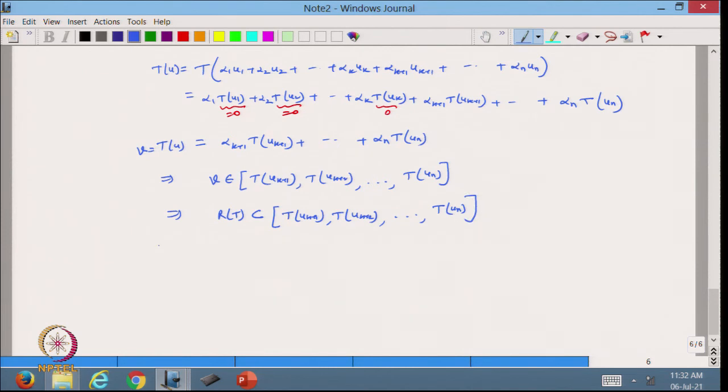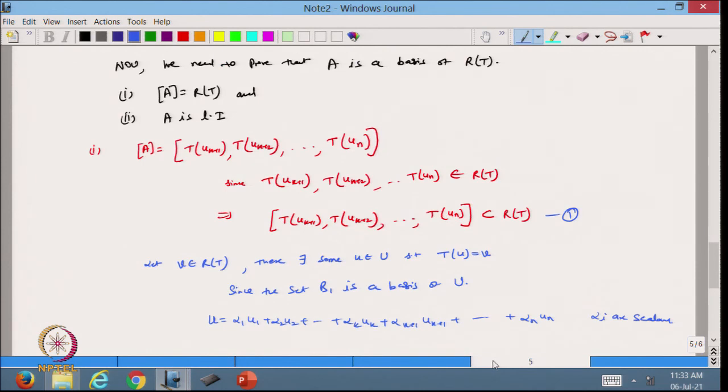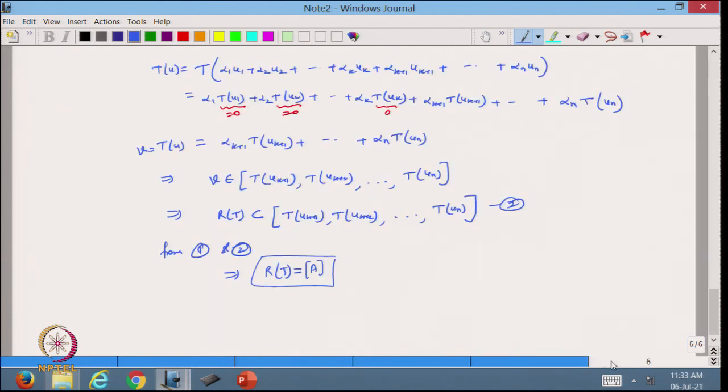So from 1 and from 2, we can say that the range space of T is equal to the span of A, because this is A basically. So we are able to show this.